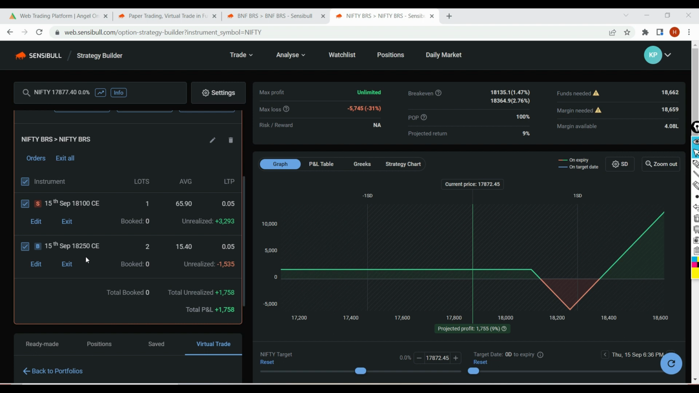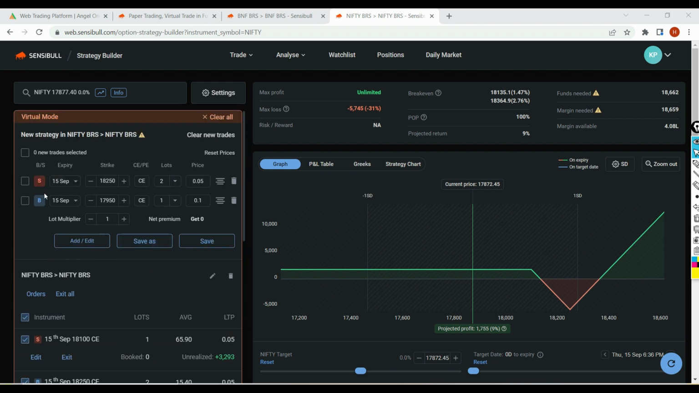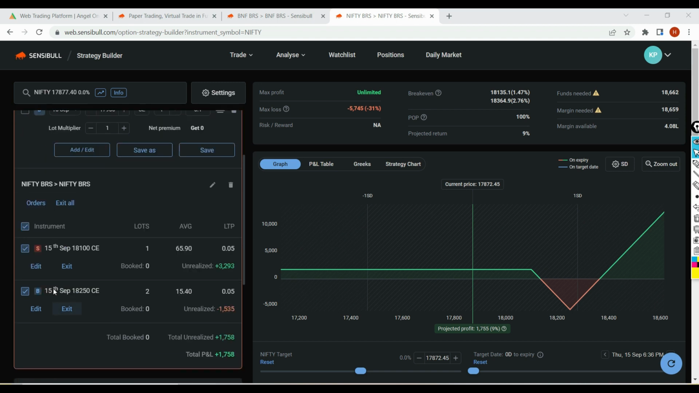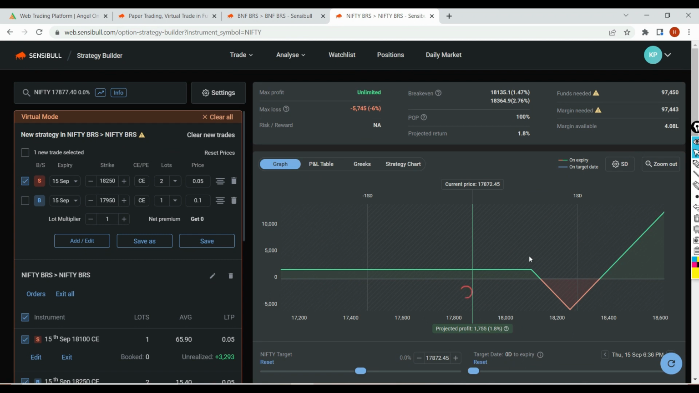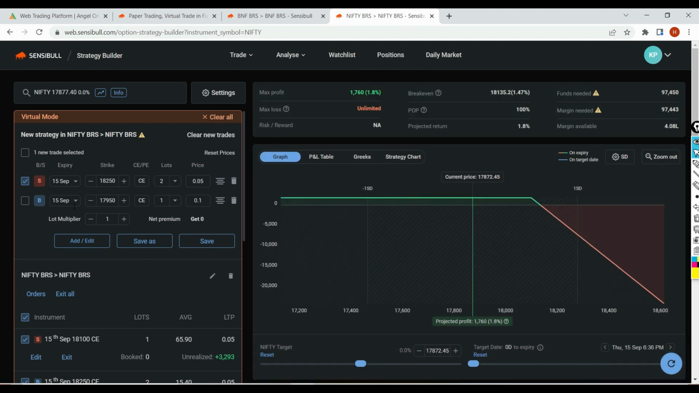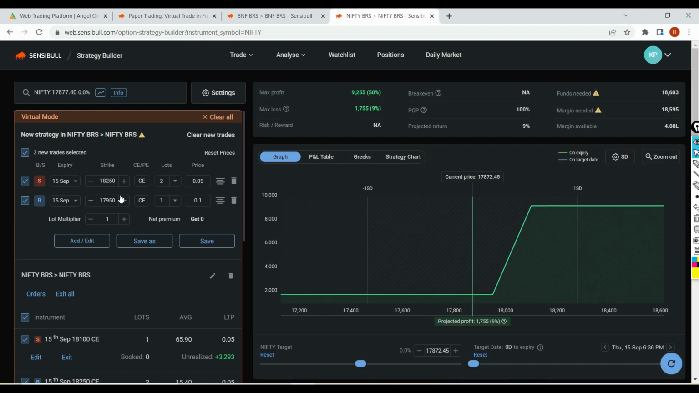So I have this 18,250, right? I'll just square off this 18,250. The moment I do this, my trade will become something like this. Sensibull is slow. And then I'll buy back a single lot. So I've squared off two lots and then I'll buy back this 17,950.